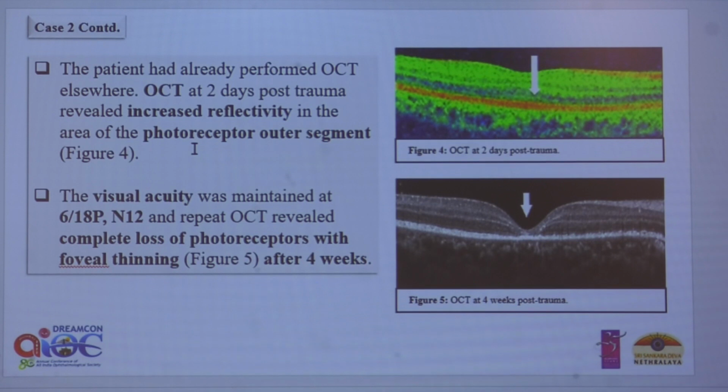So the patient had already had an OCT done elsewhere before coming to our hospital. The first OCT, taken at 2 days post-trauma, revealed increased reflectivity in the area of the photoreceptor outer segments, which is shown in the first figure. Now the patient underwent a second OCT after 4 weeks, done in our hospital, which showed a complete loss of photoreceptors with foveal thinning after 4 weeks. And the patient maintained a visual acuity of 6/18 and N12 after 4 weeks of follow-up.